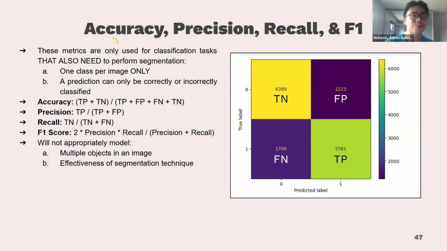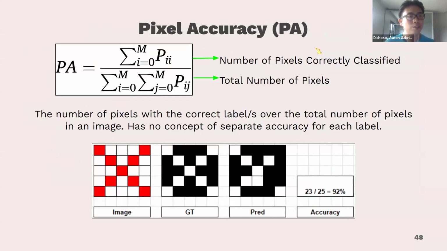So this is very niche for segmentation because it will not model what happens if there are multiple objects, or how effective your segmentation technique is in actually capturing the structure of the object you're trying to detect or segment. For that, we have other metrics. For example, here, pixel accuracy. This is a metric that's commonly used.